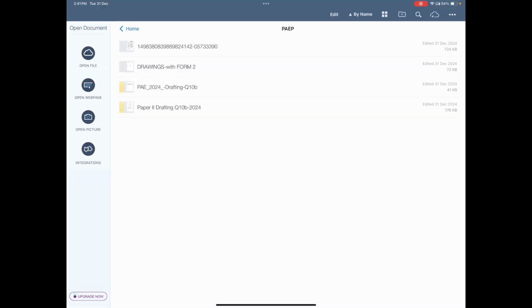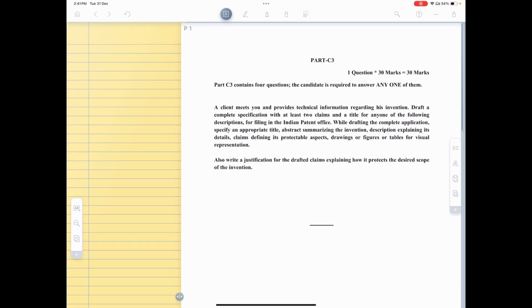Hello everyone. Today we will be looking at the solution of question number 10b of paper 2 on the Indian Patent Agent exam that happened in 2024. So question number 10b asks you to provide a complete specification and to draft claims and other things that are provided here in the question.